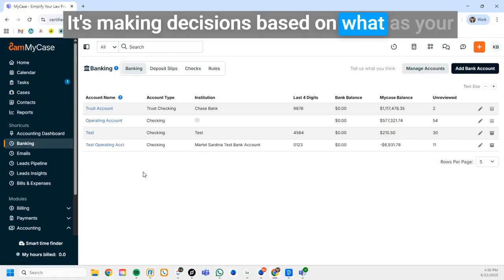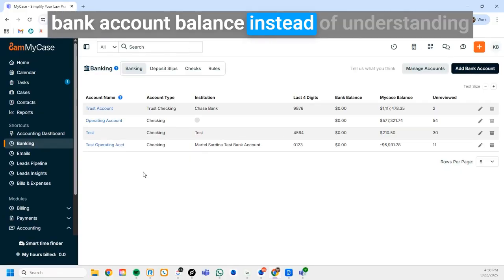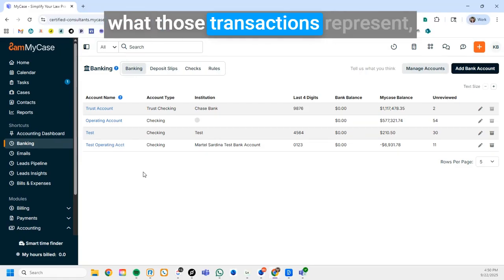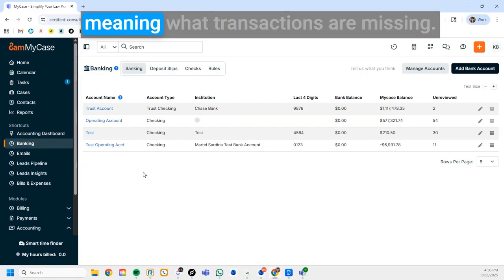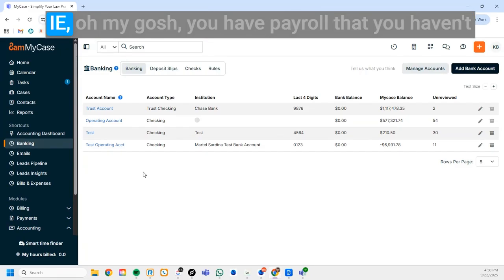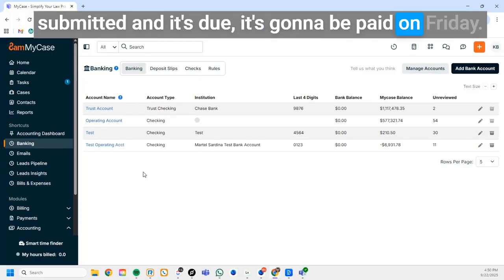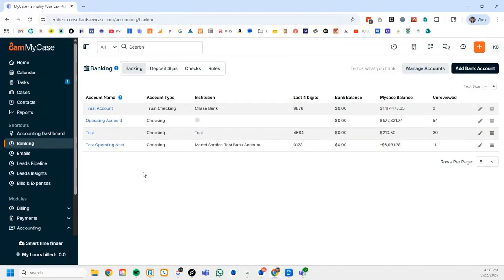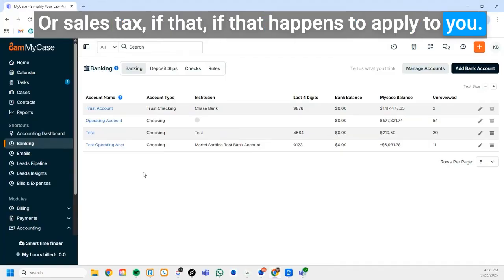It's making decisions based on what your bank account balance is instead of understanding what those transactions represent, meaning what transactions are missing. I.e., oh my gosh, you have payroll that you haven't submitted and it's due, it's going to be paid on Friday. Today's Monday. Or sales tax, if that happens to apply to you.